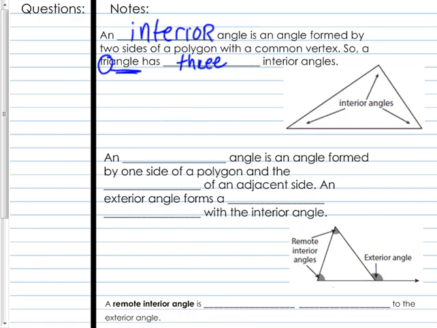An exterior angle is an angle formed by one side of a polygon and the extension of an adjacent side. That word exterior means outside. It's literally an angle outside of the triangle. And the extension of something. The word extension means to make longer. Exterior angles form linear pairs with the interior angles.